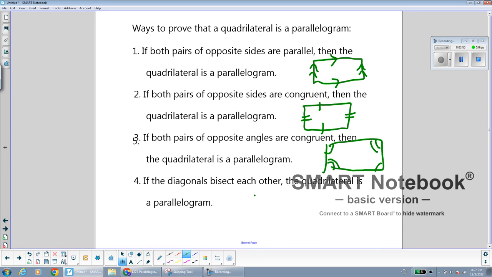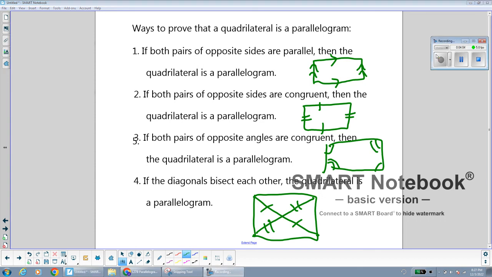And next, if the diagonals bisect each other, then the quadrilateral is a parallelogram. So if you know that you have a parallelogram, you know that these 5 things are true. And if you want to prove that you have a parallelogram, all you have to do is prove just one of these properties. You don't have to prove them all. That would be a whole lot. You just need to prove one to know for sure that you are dealing with a parallelogram.